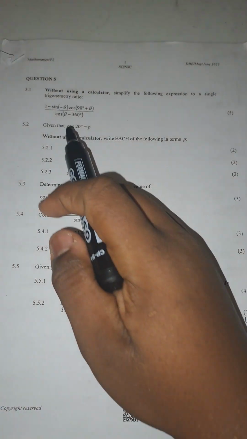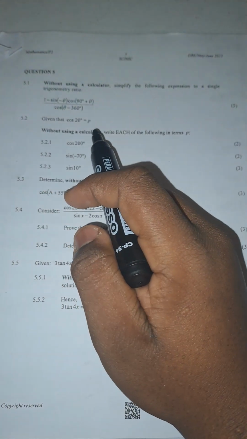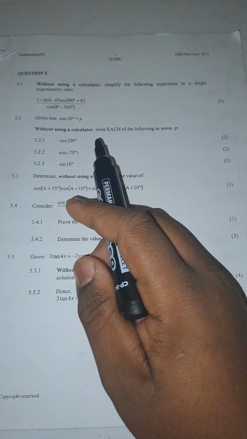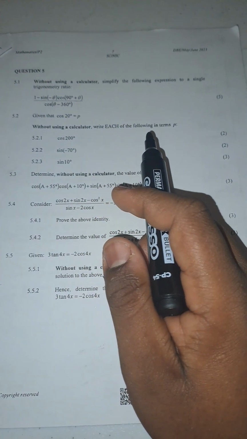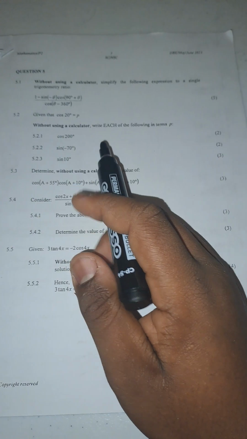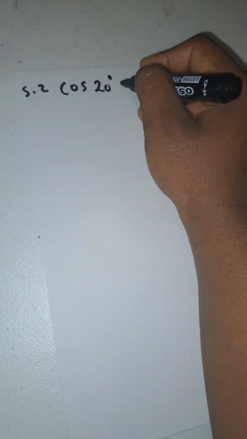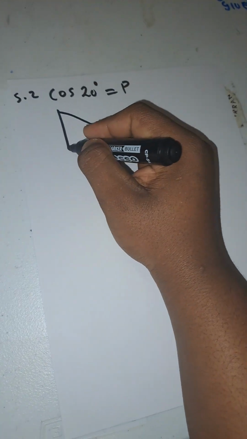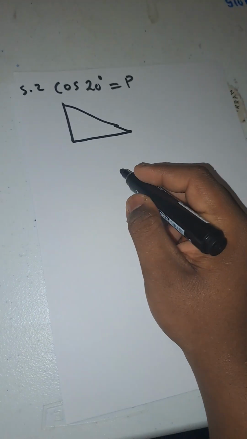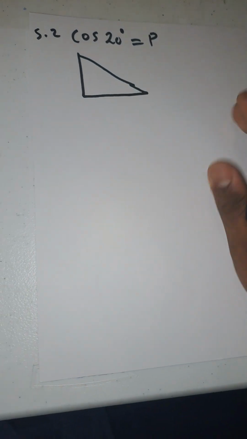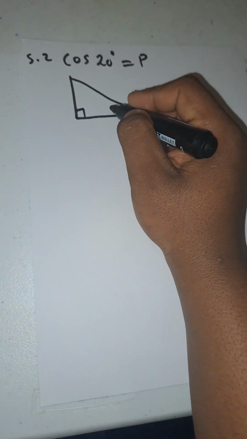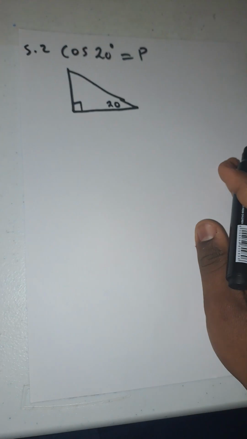So now it is saying, given that cos 20 is equal to p, without using a calculator, write each of the following in terms of p. Before we go through the questions, the first thing that you have to do is write cos 20 degrees is equal to p. Now you have to construct your small triangle. It is very important, right? So now I have my 90 there, and my theta, which is 20, because I was given.